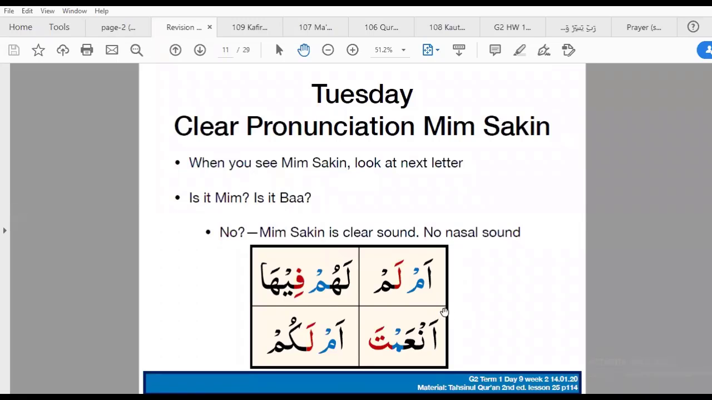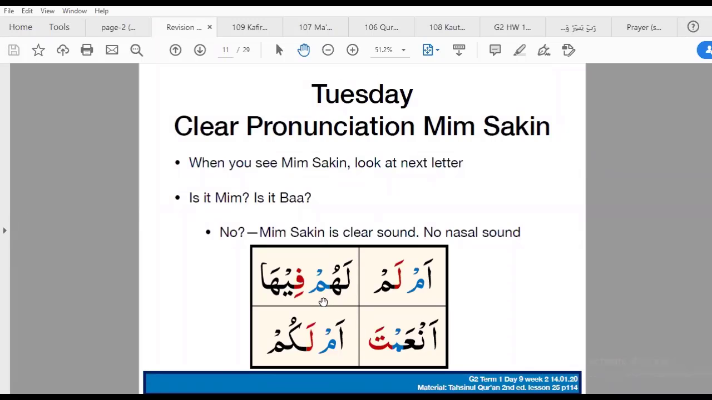If you're still on the mic, could you try and read this for me? Lam. Yes, well done. So over here you can see this is meme sakin, and the next letter is not a meme, it's not a ba, it's a lam. So that's why no nasal sound will be produced. So I would say amlam. Well done. Excellent.